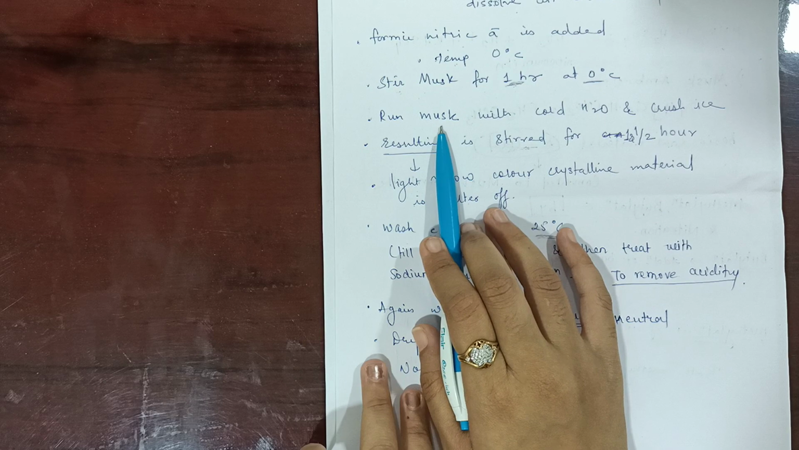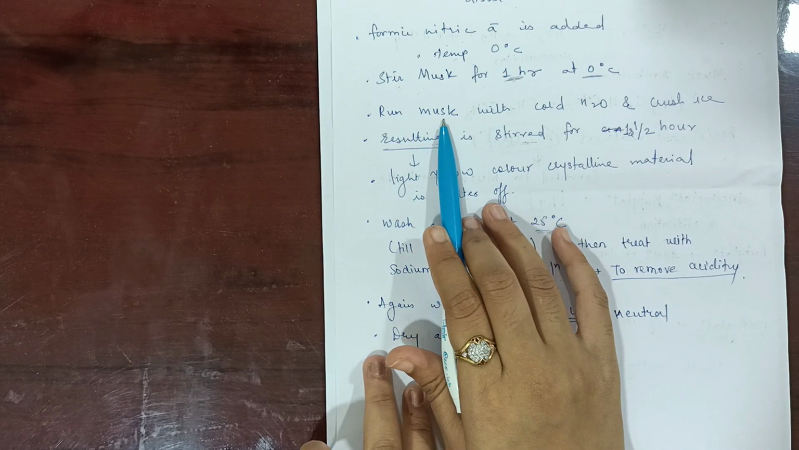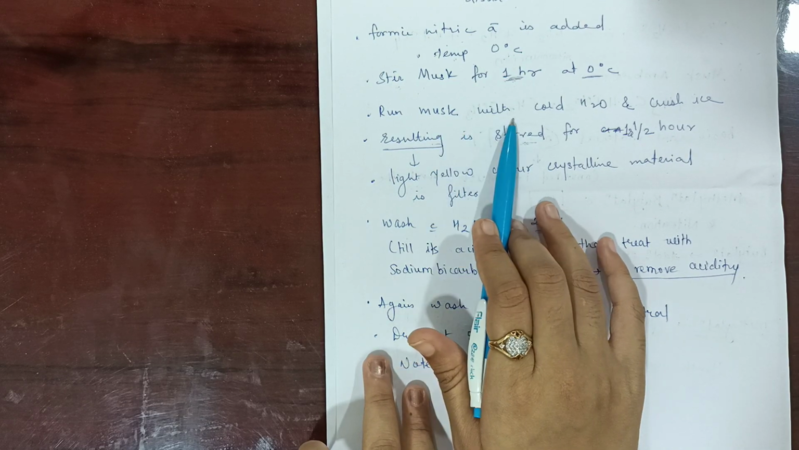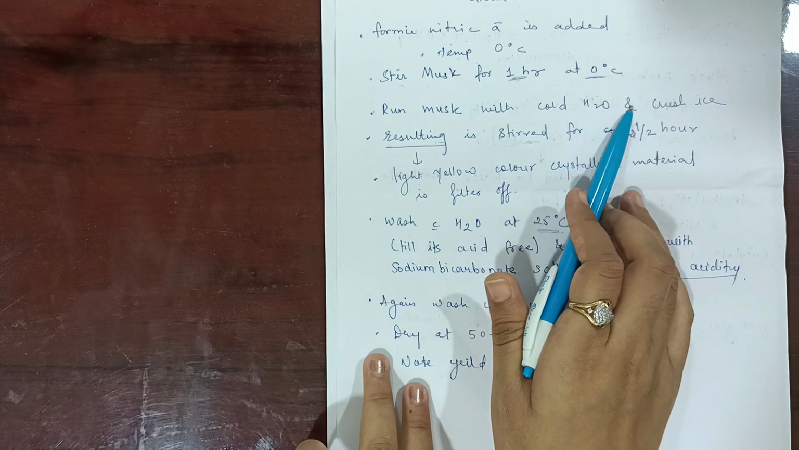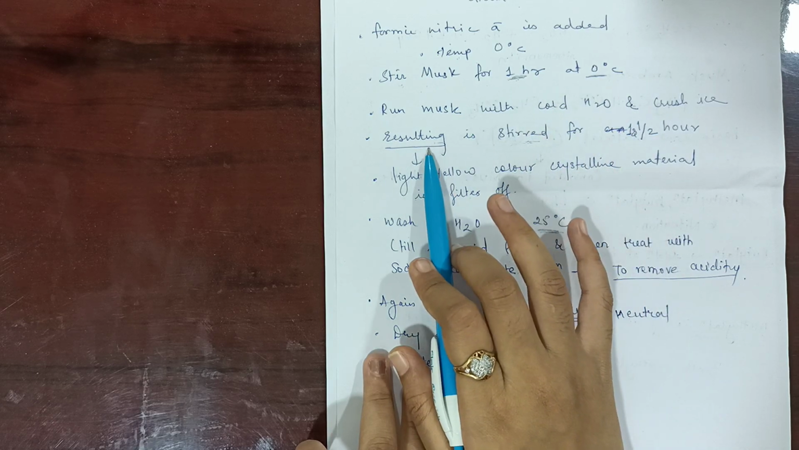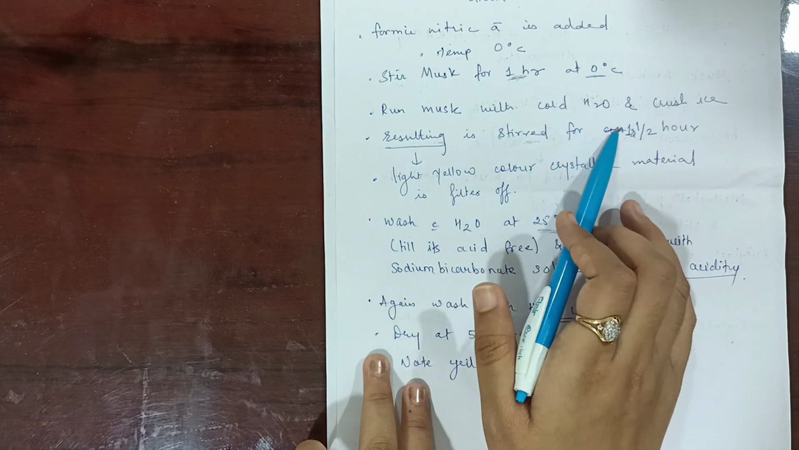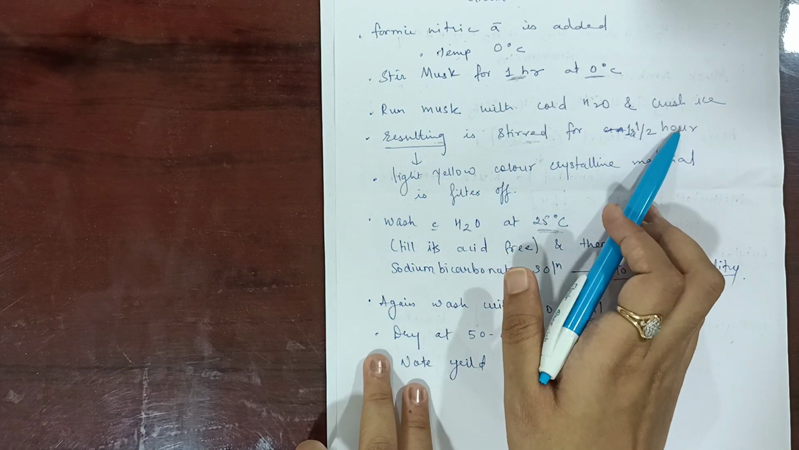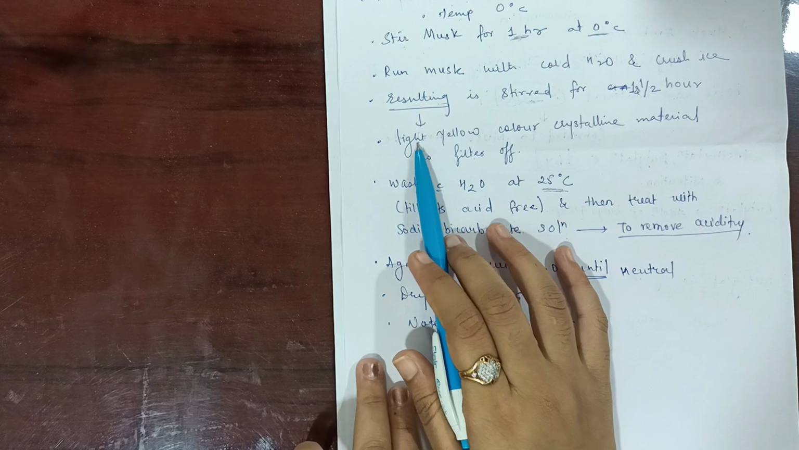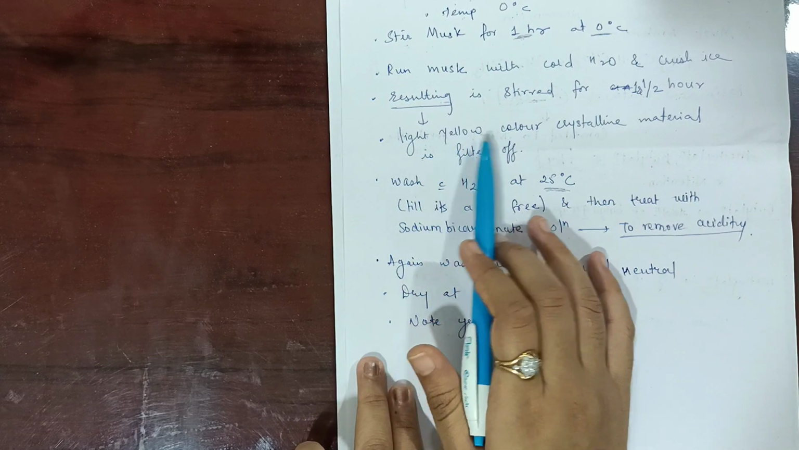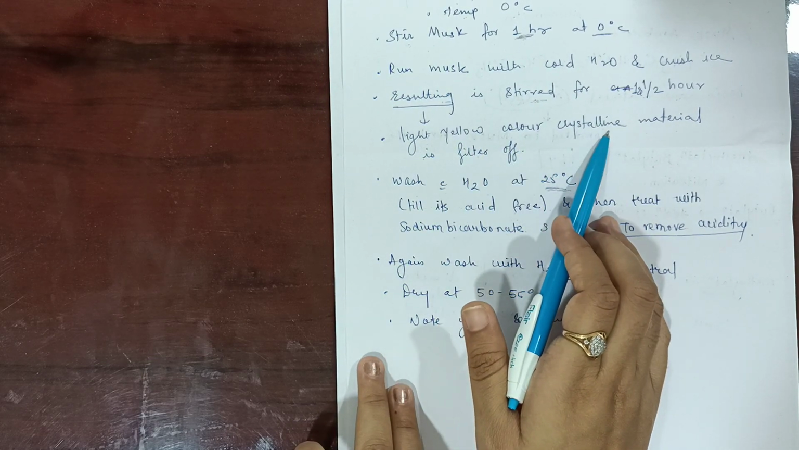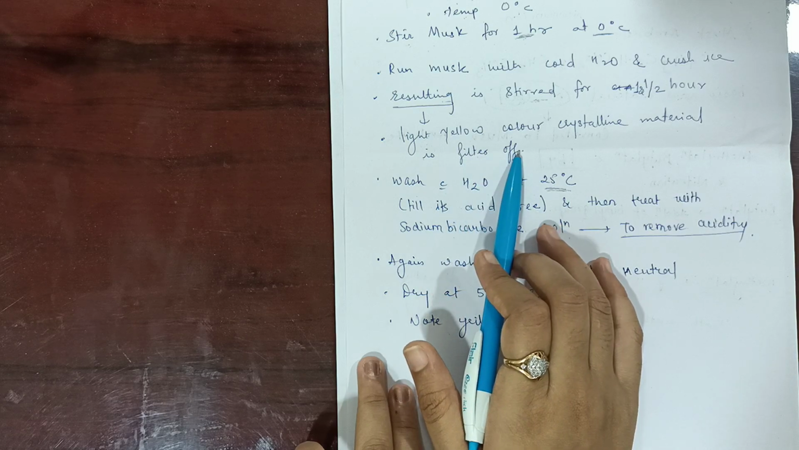Then what you have to do? You have to run the musk into cold water and crushed ice. Then you will get your resulting mixture, which is stirred for 1.5 hours. And this resulting mixture will appear like a light yellow crystalline material, which is then filtered off.